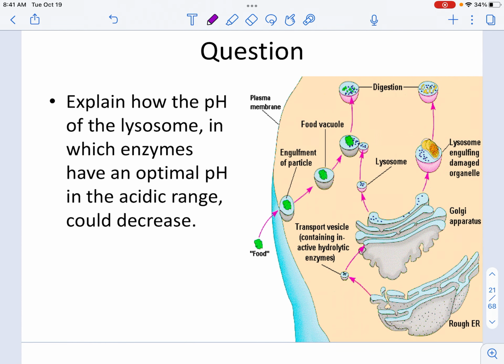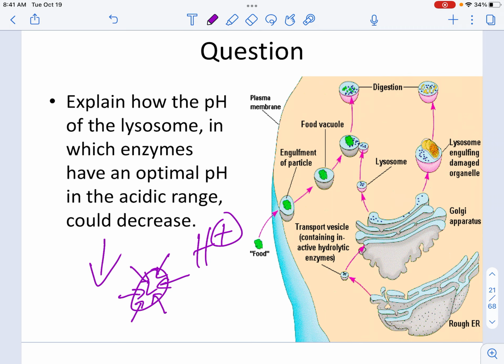So let's ask ourselves a question. Explain how the pH of the lysosome, in which enzymes have an optimal pH in the acidic range, could decrease. So pause. Now I want you to start thinking about hydrogen ions. And so in order for the lysosome, this is the lysosome, in order for the lysosome to decrease in pH, you have to pump hydrogen ions into it.